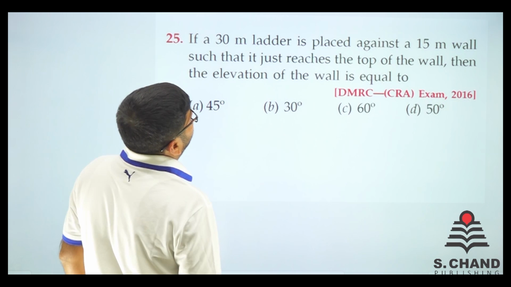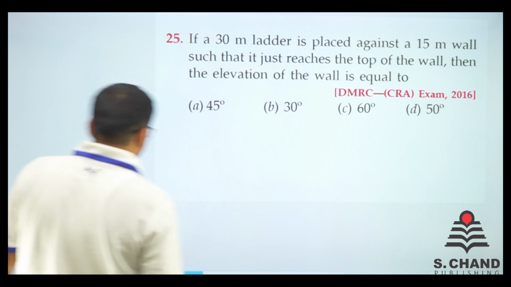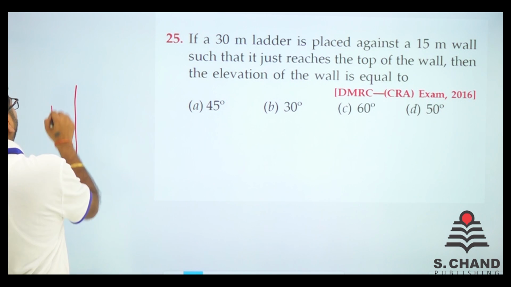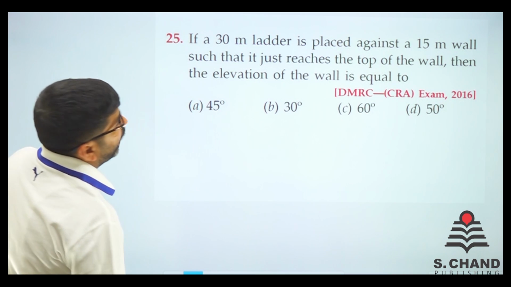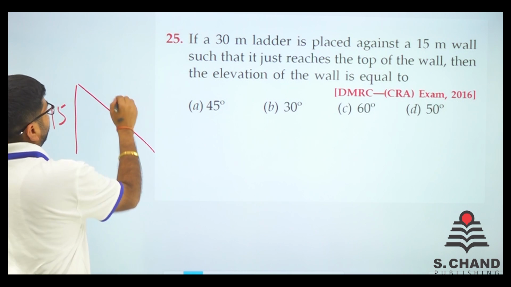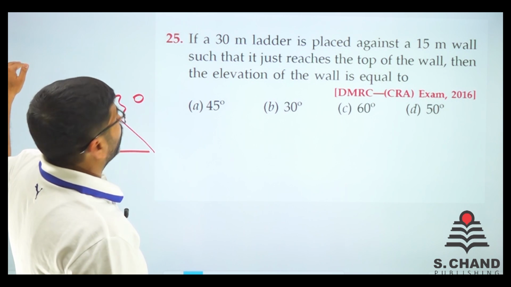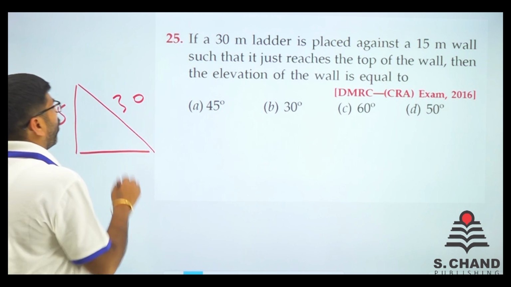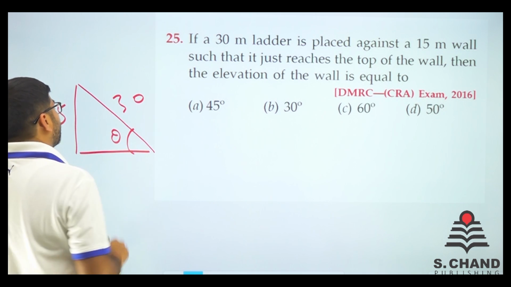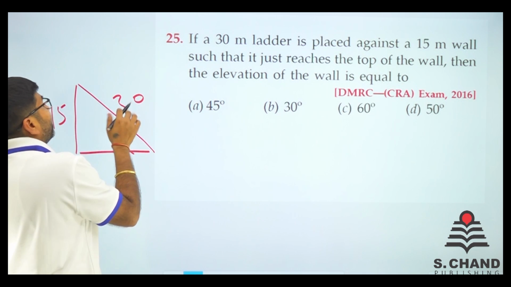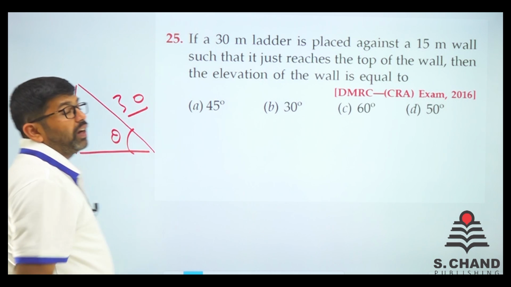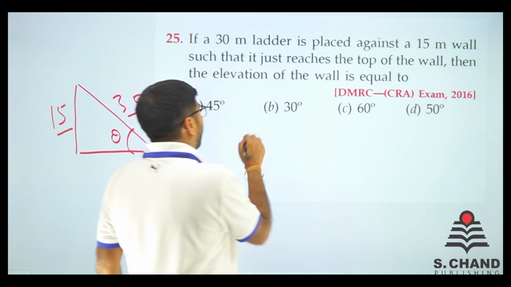If a 30-meter ladder is placed against a 15-meter wall, so we have a 15-meter height wall and a 30-meter ladder, such that it just reaches the top of the wall, then the elevation of the wall is equal to, we have to find this theta. If you remember, this is H and this is P, Pandit Badri Prasad Har Har Bole.